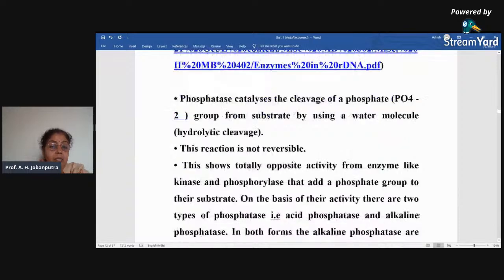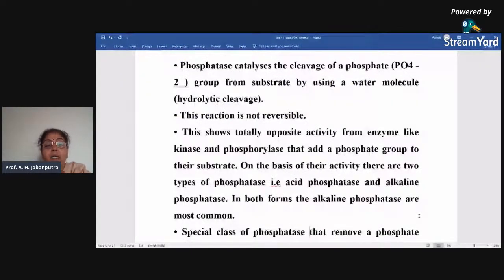So it is exactly the opposite activity of kinase or phosphorylase. They have totally opposite activity. Kinases add a phosphate group to the substrate, and phosphatases remove or break down the phosphate group from the substrate. There are two types of phosphatases based on their activities: acid phosphatases and alkaline phosphatases.